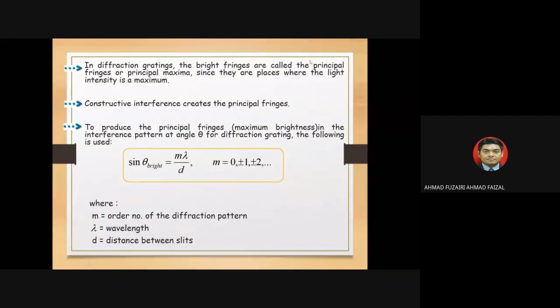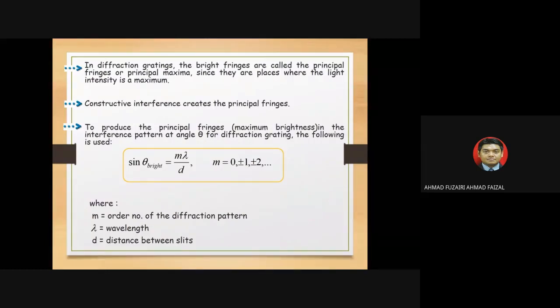In diffraction gratings, the bright fringes are called the principal fringes or principal maxima. They are places where the light intensity is a maximum. That means in the interference pattern due to a diffraction grating, we have more than one bright spot with maximum intensity, unlike in double slit and single slit, where there is only one bright spot with maximum intensity, which is at the center of the interference pattern.